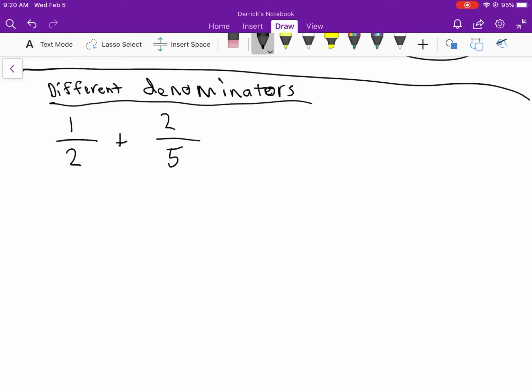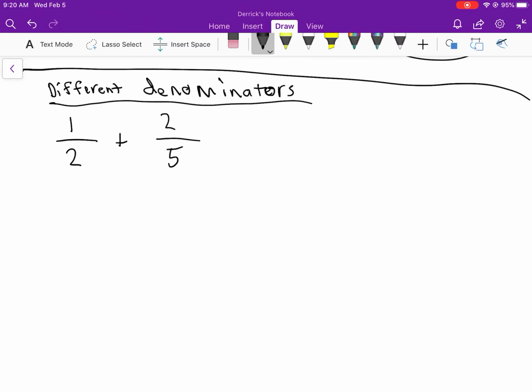Hopefully you remember, but the way we're going to do that is we're going to take each fraction and multiply it by some number on top and bottom so that we can change both of them. In that case, we need to find a least common denominator, least common multiple, whatever you want to call it. We need to figure out something that 2 and 5 can both multiply up to.